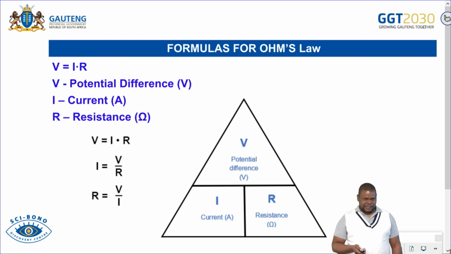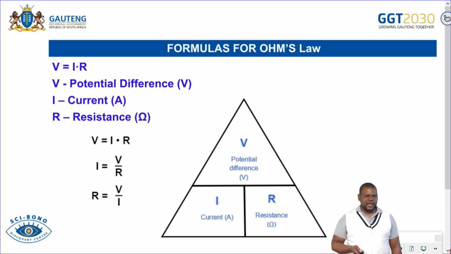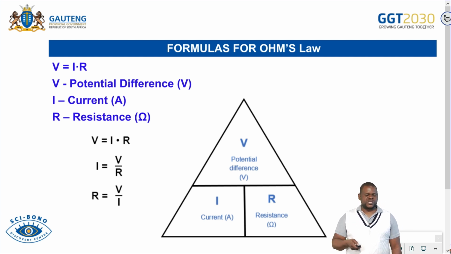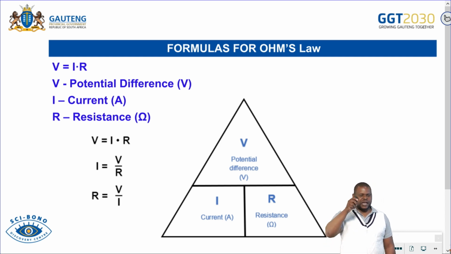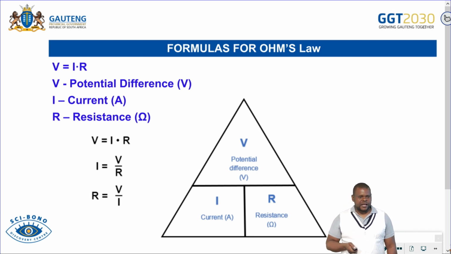From the triangle, we can see that we have potential difference, current, and resistance. And we know that from grade 10, we have learned how to use this triangle in order to come up with the correct formula. Like, for instance, if we start at the top of the triangle, we say V, then V is going to be equal to current multiplied by what? Resistance. But if we start with I, we say I is equal to V, because it's at the top, then it's V divided by R, grade 11s. You can see now, when you look at V and R, it gives you a fraction. That means current is equal to potential difference divided by resistance. And if you start with resistance, then resistance is equal to potential difference divided by current.